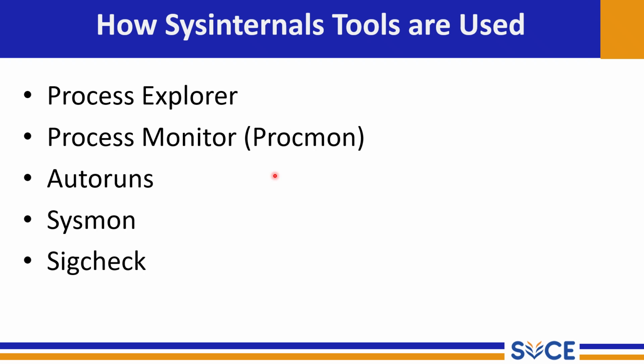And next is Sysmon. This Sysmon is a powerful system monitoring tool that logs detailed information about system events such as process creation, network connections, and file changes, which are essential for tracking and investigating malicious activity. And next, Sigcheck, a utility that displays the details of a file's version, digital signature, and certificate authority.